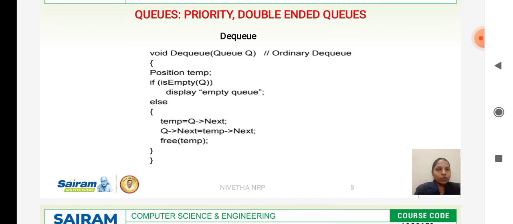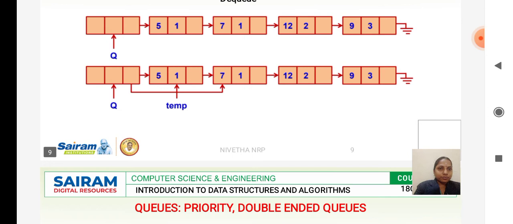Else what you do, temp is equal to queue of next. Okay, you have deleted, you have performed a DQ operation. So temp, what about temp? Temp will be your queue of next now, since you have deleted the first element. Now queue of next is equal to temp of next. Since you have freed the memory space there, since you have deleted the element, now queue of next will be your temp of next. Since the element has been deleted, you are freeing the space allocated for the temp.